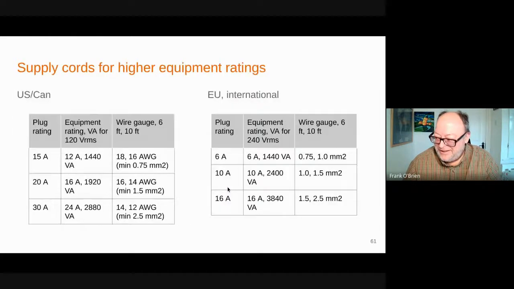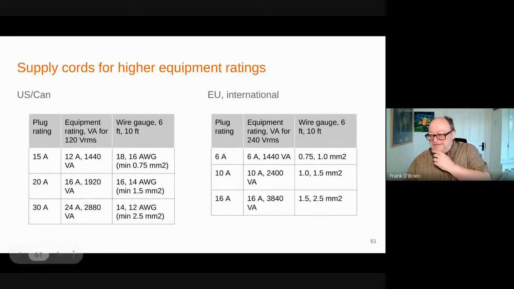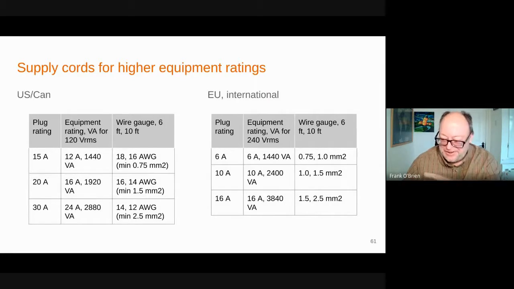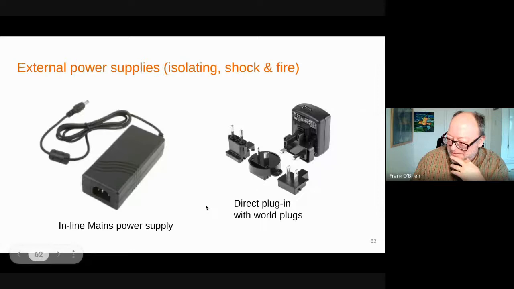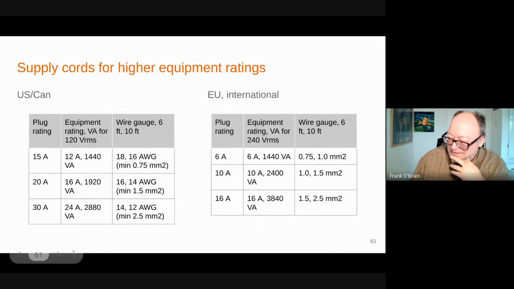Anyway, these are bigger cords, so if it had been a bigger system, I would have had to write it up with some of these ratings. Because of the wire diameter, I guess I included this.